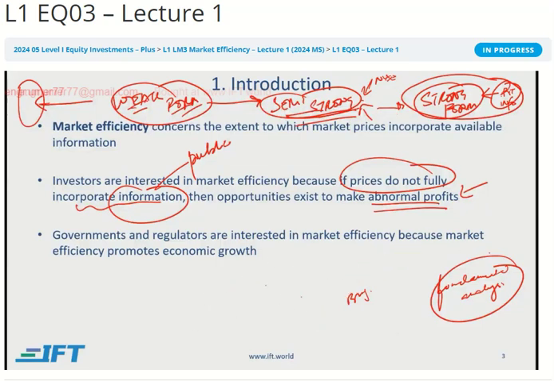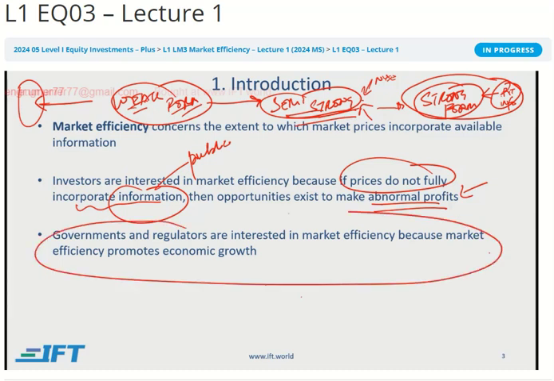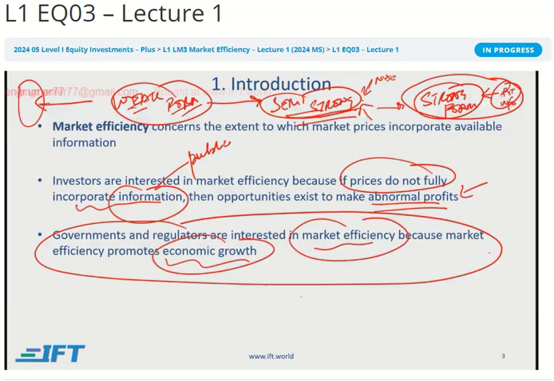So as a regulator, as a government, what we want ideally is semi-strong. That's the best we can achieve, and that's why they try to improve market efficiency, and we'll talk about how they do that and how that then leads into economic growth, because it basically creates a fair system for everyone, right? Nobody has an extraordinary advantage, right?